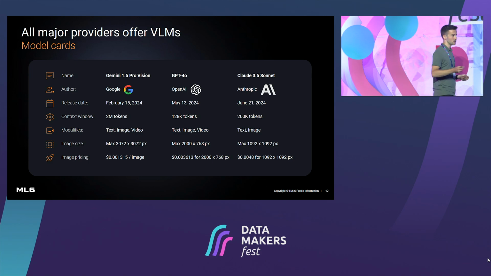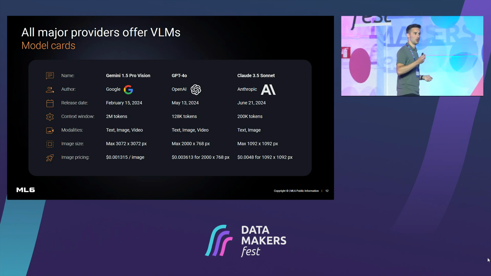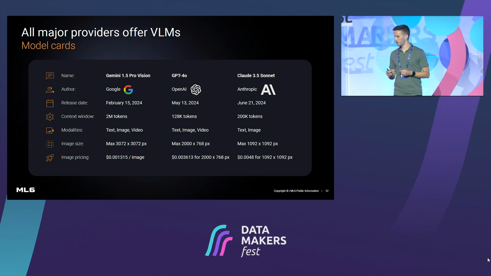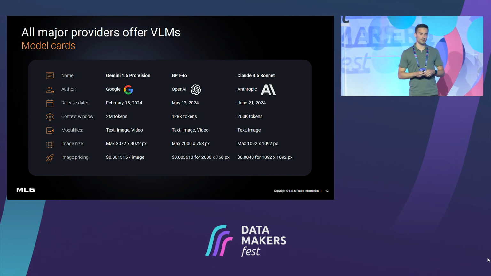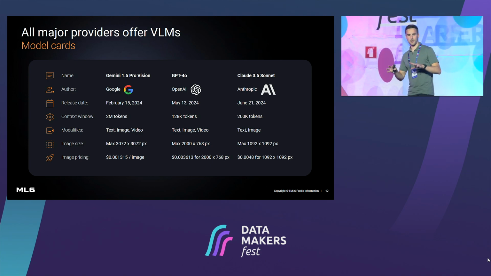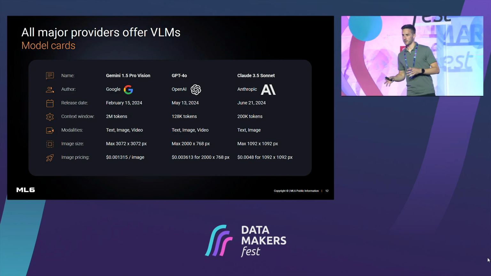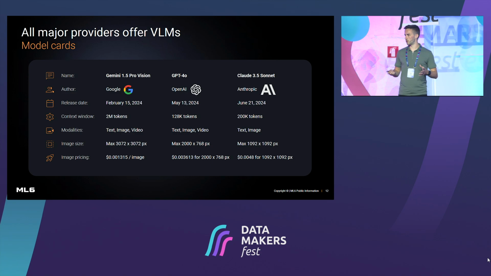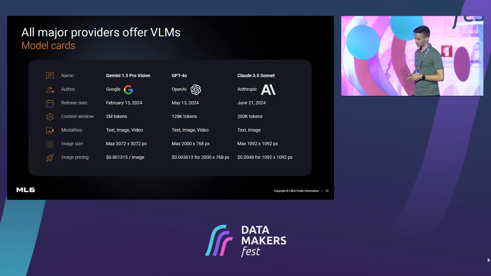Image size, so the maximum resolution these models can deal with. That's also quite important detail, and there are some differences there. And then finally, the pricing. They all like to use their own pricing strategy. They do not agree on how to calculate the price for a certain image, so use their calculators to figure out for your use case what would be the price. But generally, I would say it's quite cheap.